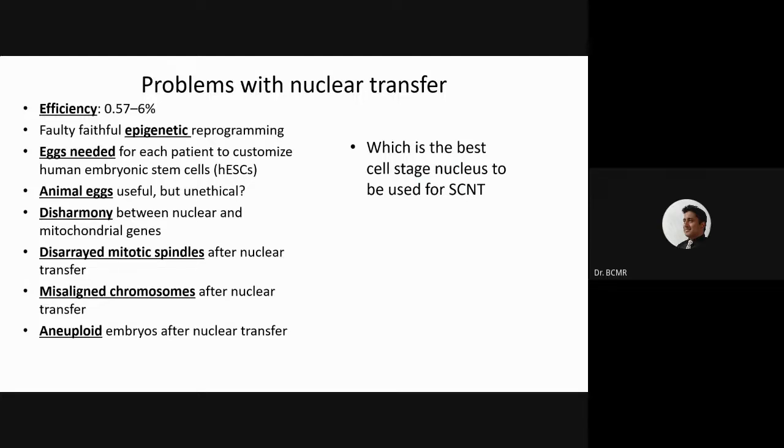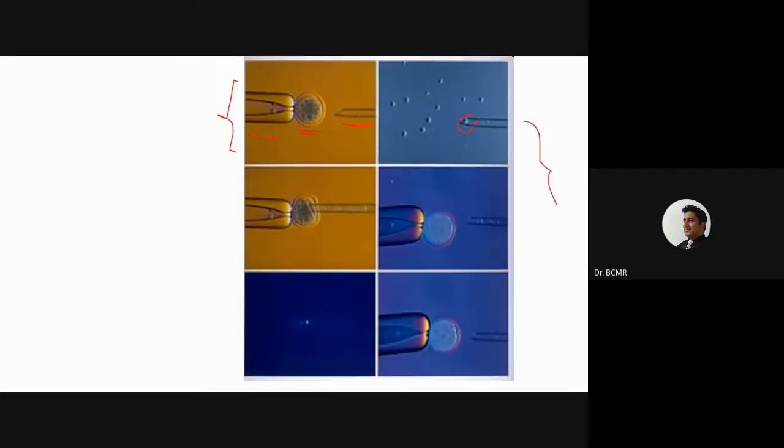Okay, I'll stop with this slide. Let's try to understand some of the problems with nuclear transfer, or SCNT, somatic cell nuclear transfer. First problem is efficiency. That means you take 10 eggs and you try to do this somatic cell nuclear transfer 100 times. Less than about 6% of them actually survive, because as I showed here, we are rupturing the egg and so on, right?